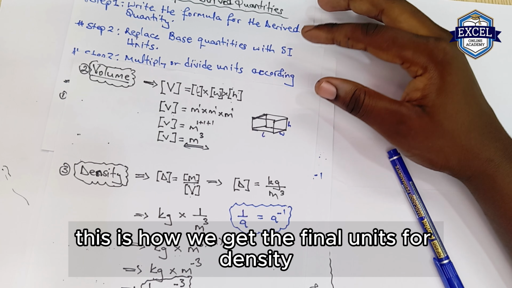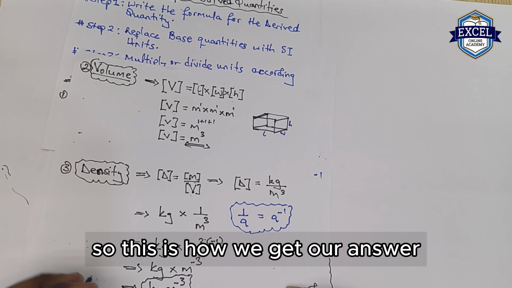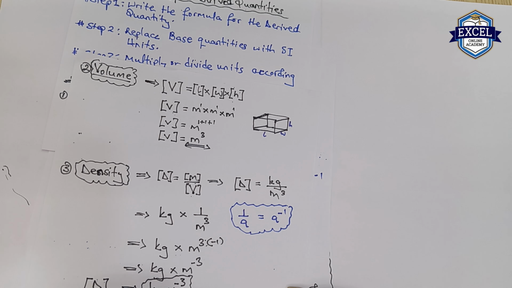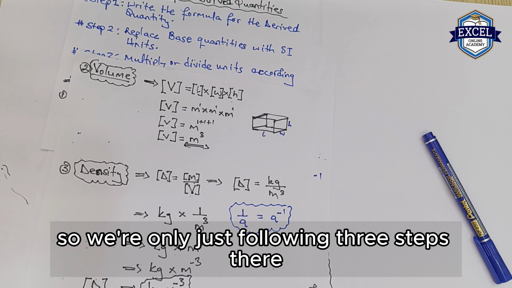This is the final unit. This is how we get the final units for density. So this is how we get our answer. So D here is equal to this unit. So we're only just following 3 steps there.